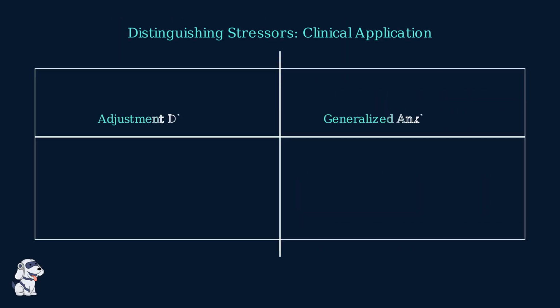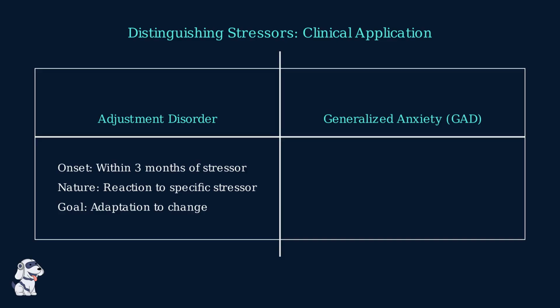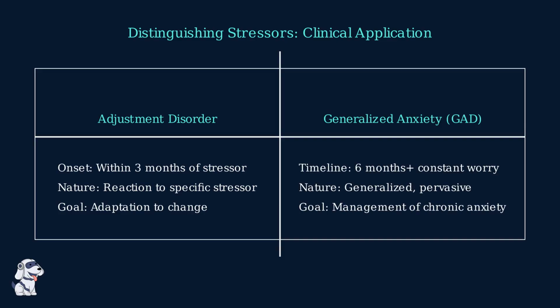When evaluating a patient with anxiety symptoms, the clinical timeline is the most critical diagnostic tool. If symptoms emerge within 3 months of an identifiable stressor, consider adjustment disorder. This is a maladaptive response to life changes. Conversely, if the patient reports 6 months or more of constant, excessive, and generalized worry across multiple domains, generalized anxiety disorder is the more likely diagnosis.